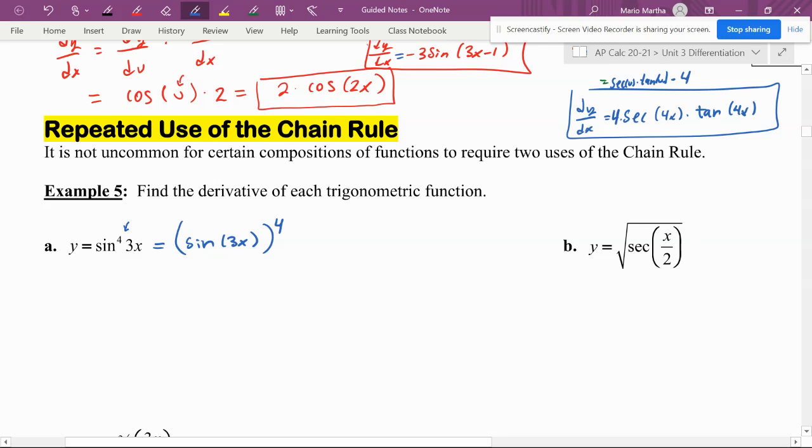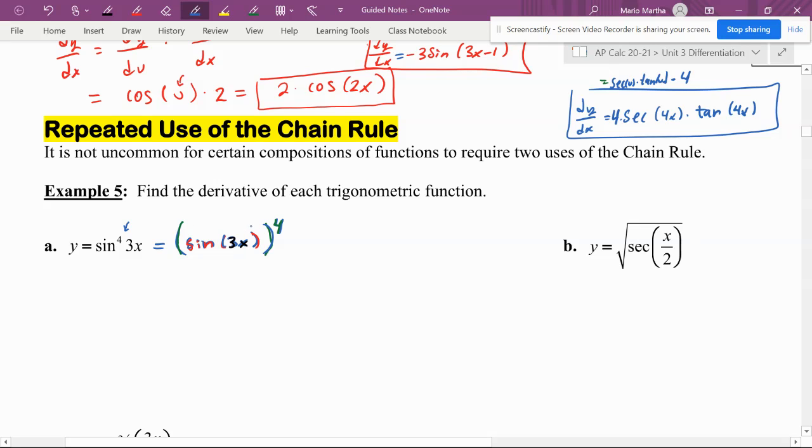So now here, if you think about it, we have our exterior layer, which is to the fourth power. Our next layer is sine of something in there. And then our last layer, our internal layer, is going to be 3x. So now we're going to do two substitutions, so pretty much we're doing the chain rule 3 times.